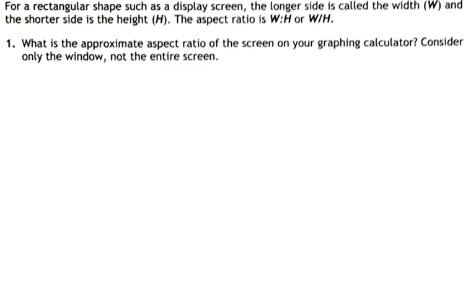For a rectangular shape such as a display screen, the longer side is called the width and the shorter side is called the height. Aspect ratio of width to height. What is the approximate aspect ratio of the screen on your graphing calculator? Consider only the window and not the entire screen.